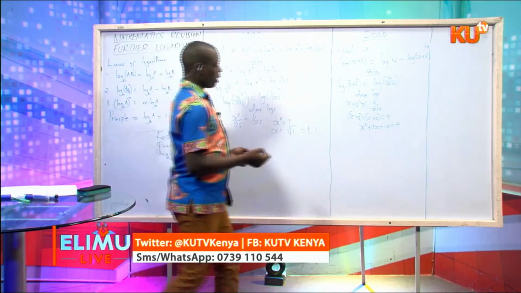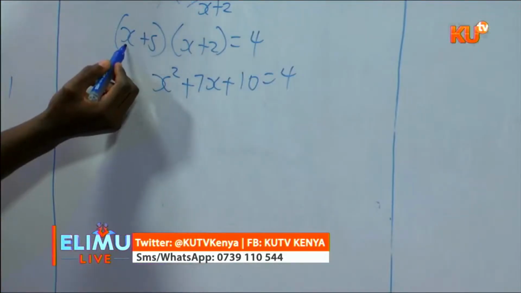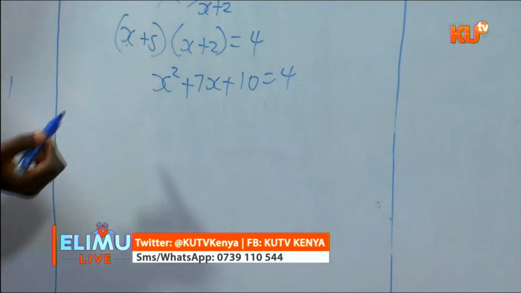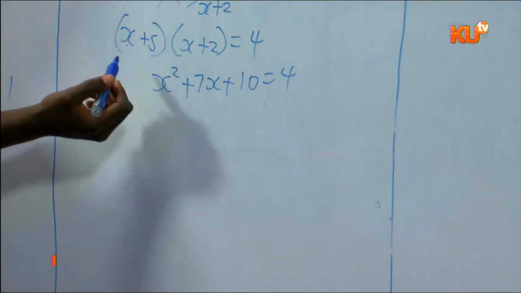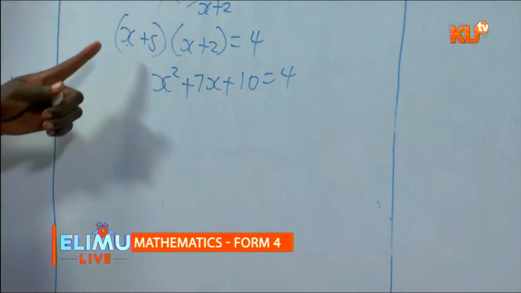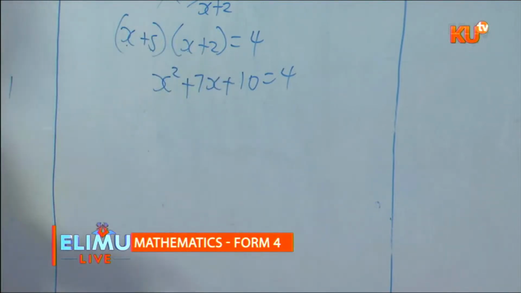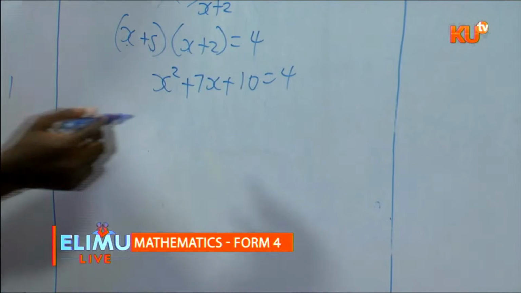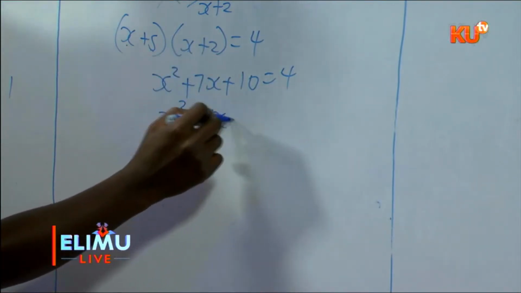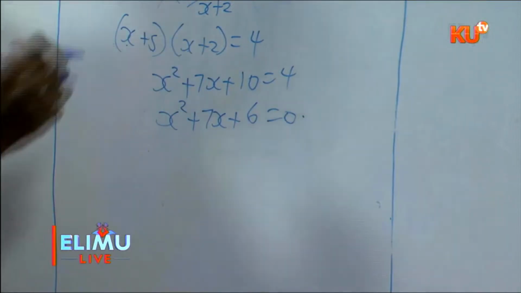Someone should be wondering how. We've multiplied x by x, that is x squared, x by 2, that is 2x, then 5 by x, 5x, 5 by 2, that is 10. So we have 5x, then we have 2x. 5x plus 2x, that is 7x. That's why we have that quadratic equation. We bring the 4 to the left hand side, so we have x squared plus 7x plus 6 is equal to 0.